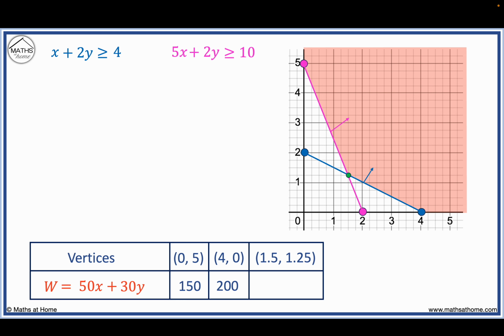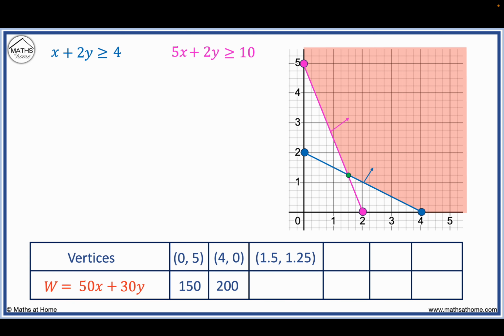x and y are the number of each beam we will use in the construction. We must use an integer solution. This means that we must have a solution that contains only whole numbers. 1.5 and 1.25 are both decimal numbers, so we cannot use this solution. Instead, we look at whole number coordinates that are near to this decimal vertex.